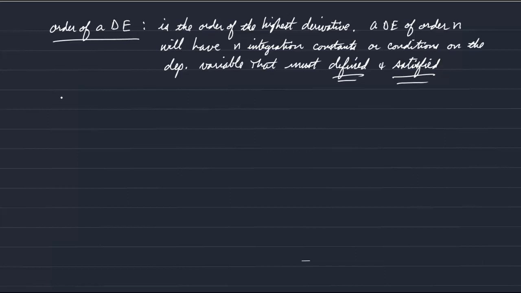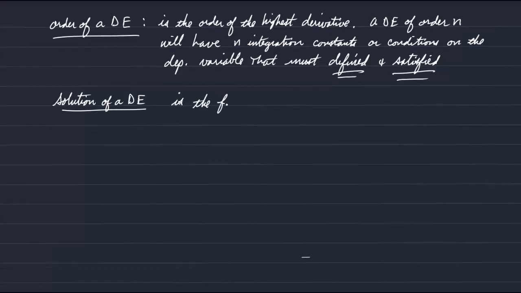The solution of a differential equation is the function of the dependent variable, for example x of t, that when substituted into the original equation reduces the equation to an identity.